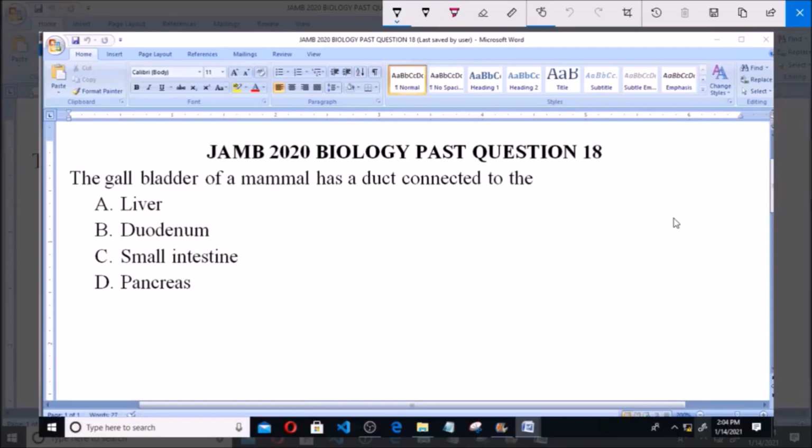I'll be answering Jamb 2020 Biology Past Question 18. The gallbladder of a mammal has a duct connected to the A. liver, B. duodenum, C. small intestine, and D. pancreas. So it says the gallbladder of a mammal has a duct connected to the dash. Now, the gallbladder is where bile is being stored.